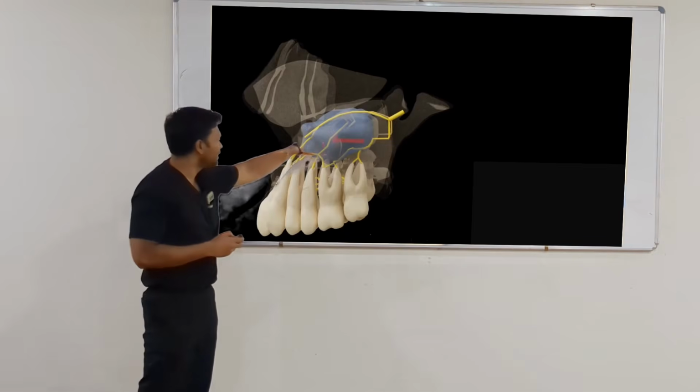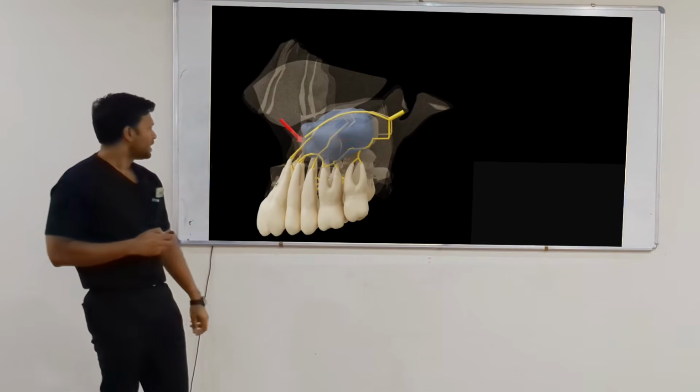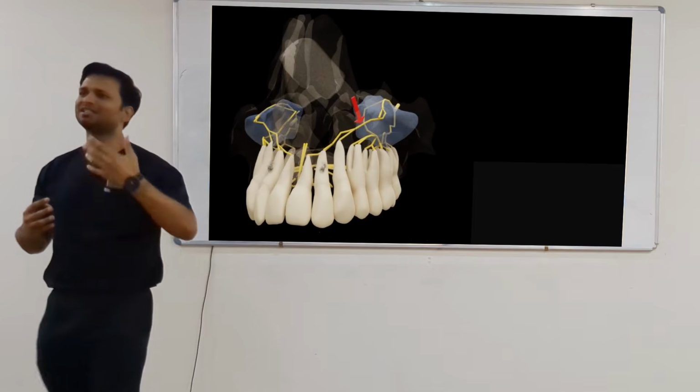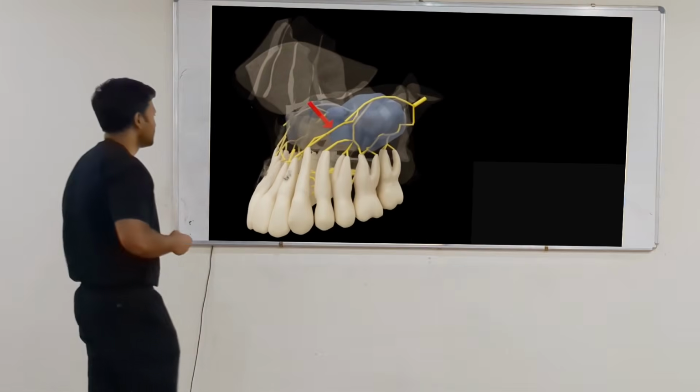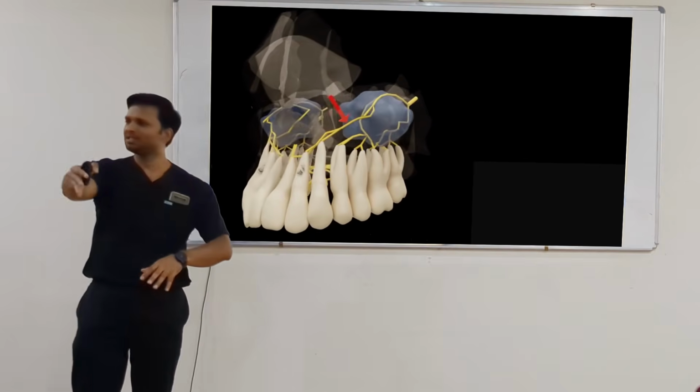Now then we have another nerve that is traveling along the anterior wall of the maxillary sinus. And then it supplies the three anterior teeth, that is lateral, central and canine. Okay. Can everyone see? Are you able to visualize this? You can change the seat, please.